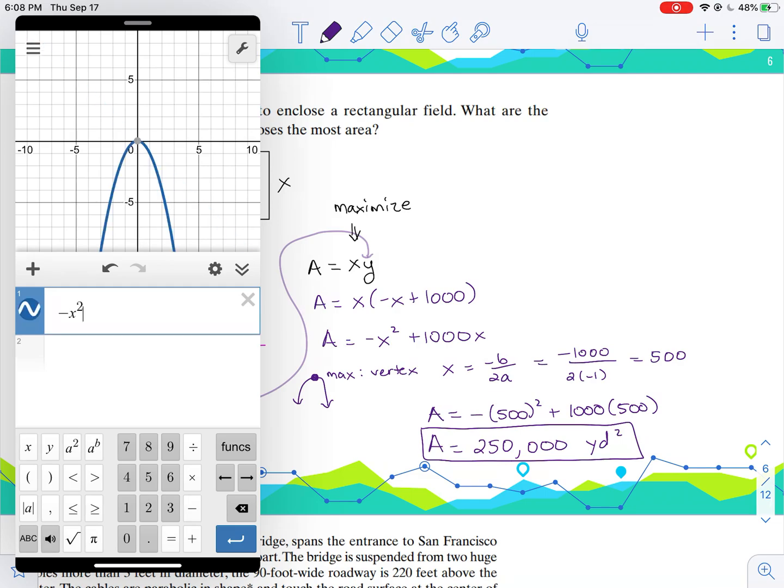And there we go. Or if we wanted to, we could have graphed our original parabola, negative x squared plus 1,000x.